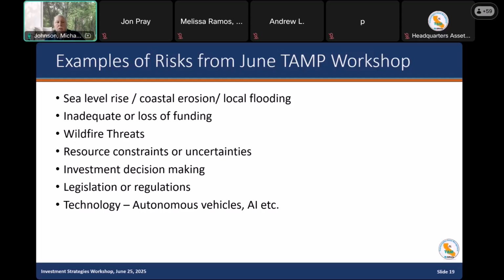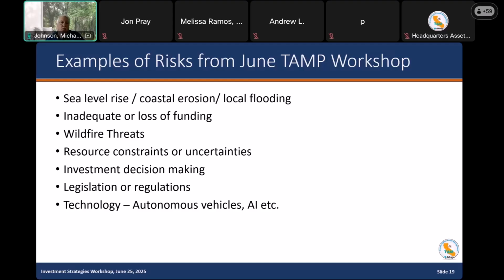Certainly there are resource constraints, and maybe staffing resource constraints or uncertainties. We're not exactly sure what's going to happen with tariffs. We don't know what the federal government's going to do in terms of future funding. We're in the midst of reauthorization. There are a lot of unknowns with respect to resources.